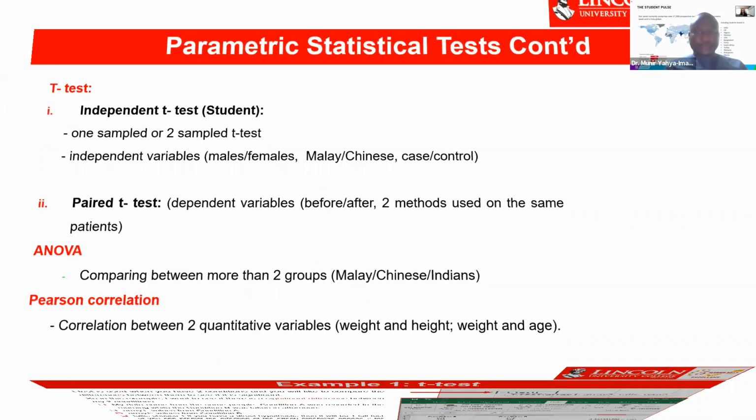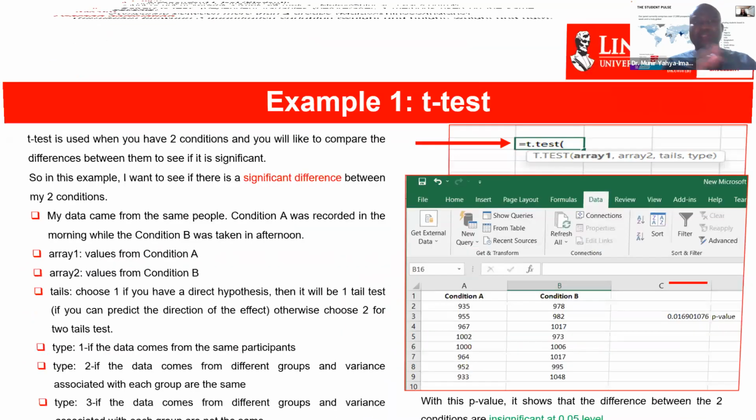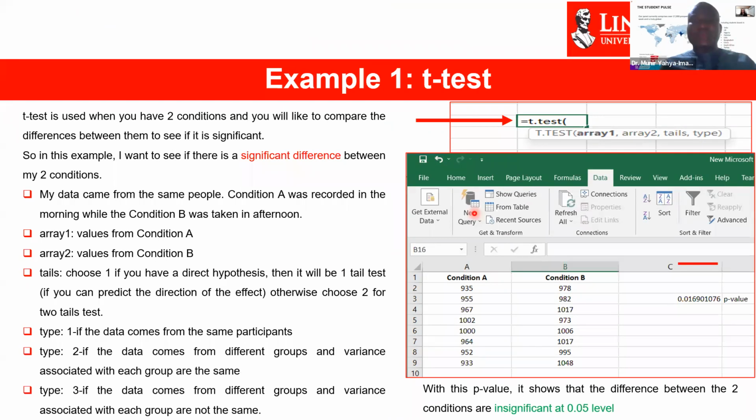Now let's look at this example for the t-test. The t-test is used when you have two conditions and you would like to compare the differences between them to see whether the difference is significant or not. So in this example, I want to see if there's a significant difference between my two conditions. This is my condition A, this is my condition B. The background is that my data came from the same people. The same people were measured for condition A and condition B, although they were measured at different times.